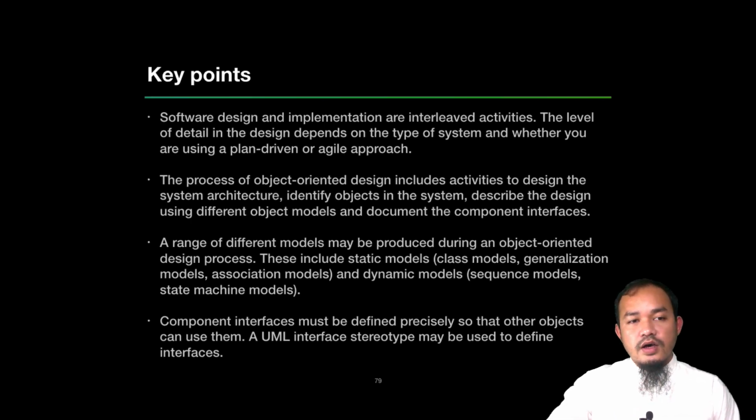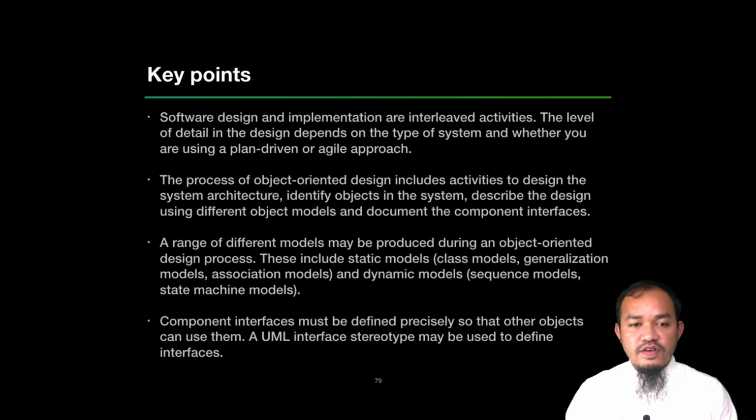Summary. Software design and implementation are the processes that happen after we have analyzed the requirements. The level of detail in design depends on the type of system and whether you are using a plan-driven or agile approach. It depends. The process of object-oriented design includes activities to design the system architecture, identify objects in the system, describe the design using different object models, and document the component interfaces.